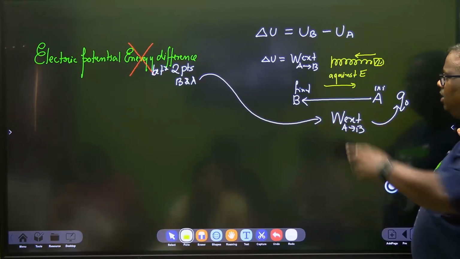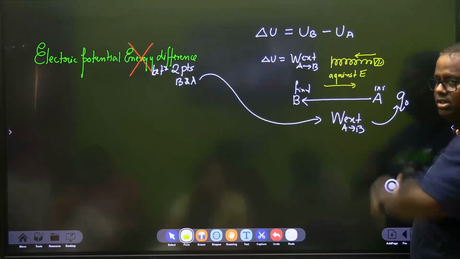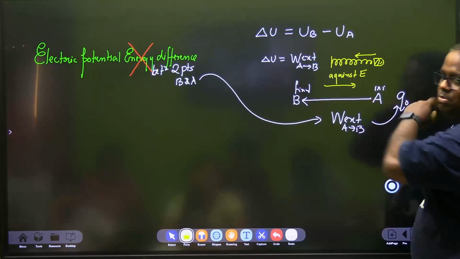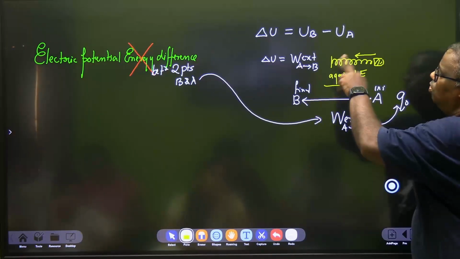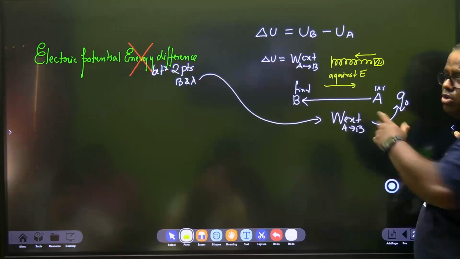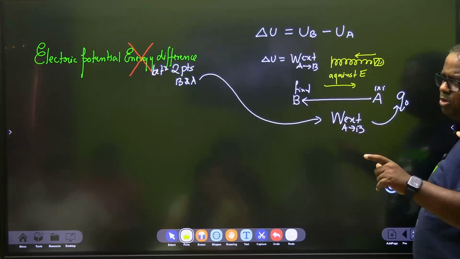What did I write? I wrote that there are 2 points in space A and B under influence of an electric field. And the field is such that it is moving from B to A. You are trying to bring a test charge. Sir, what is a test charge? A charge whose value is almost 0. Some minute charge is there. But whatever is there is positive.